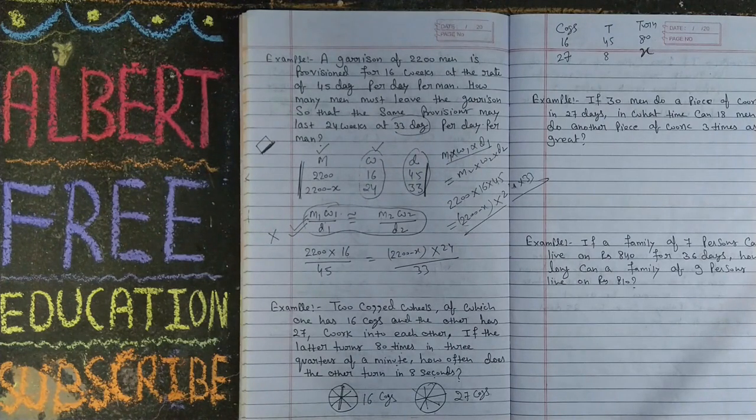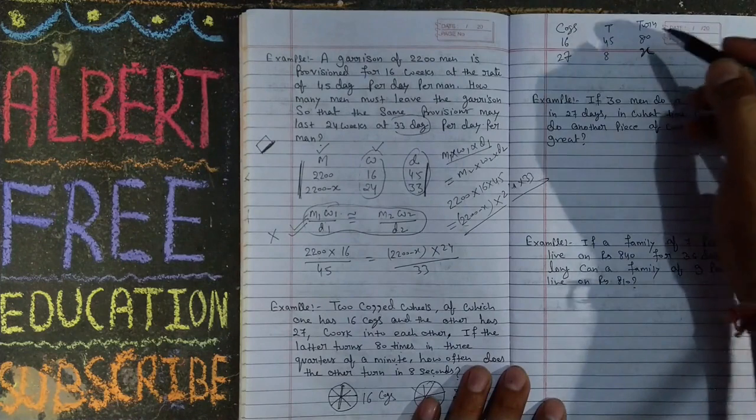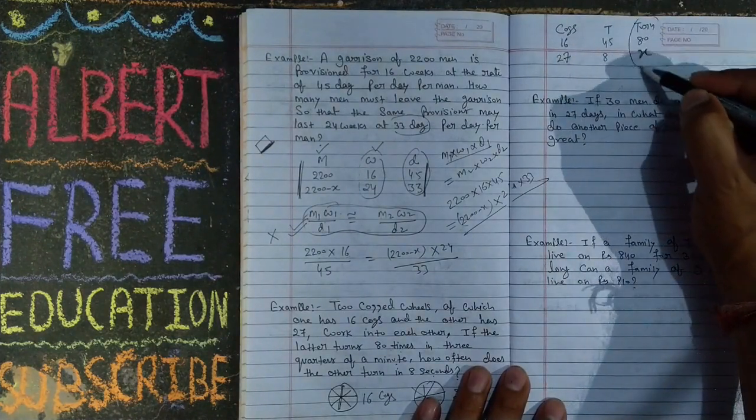16 into 45 upon 80 is equal to 27 into 8 upon x. Okay, 27 into 8 into 80. 27, yes. So your turn, this turn.